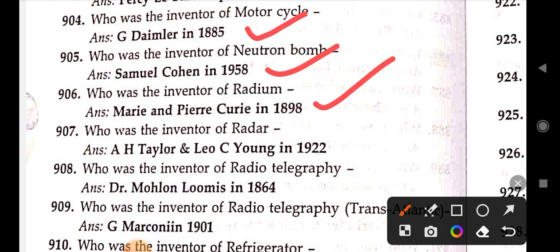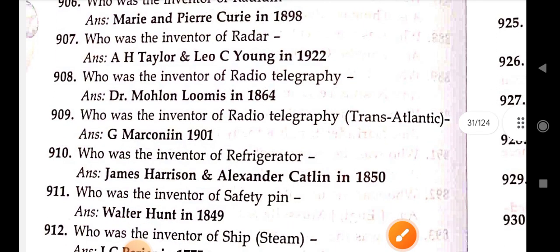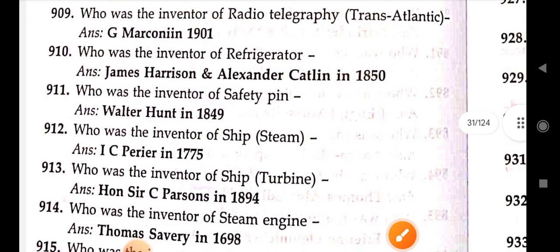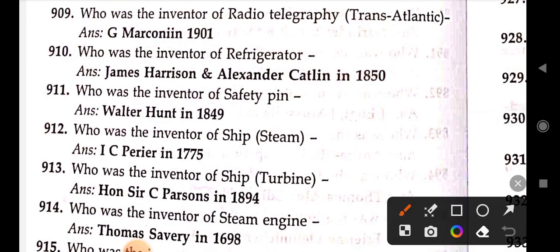Who was the inventor of radar? E. H. Taylor and Leo C. Young in 1922. Who was the inventor of radio telegraphy? Right answer is Dr. Mahlon Loomis in 1865. Next, who was the inventor of radio telegraphy transatlantic? G. Marconi 1901.